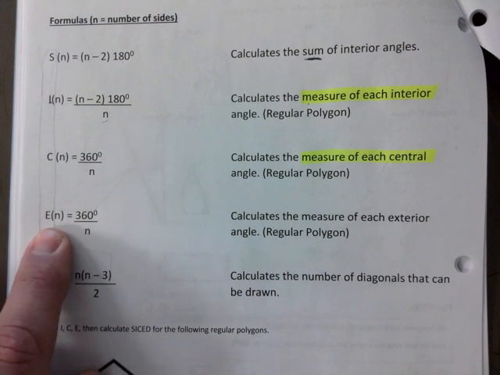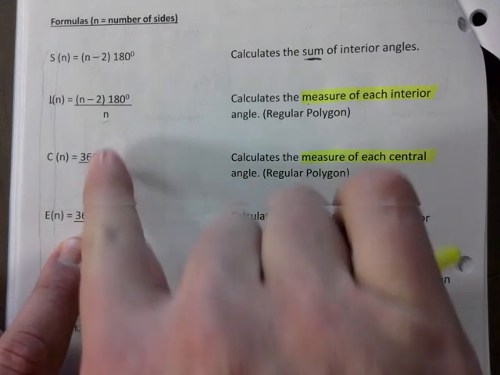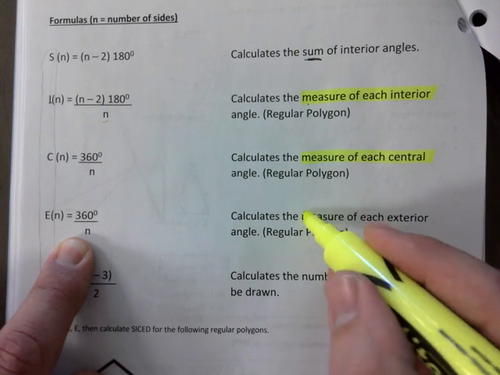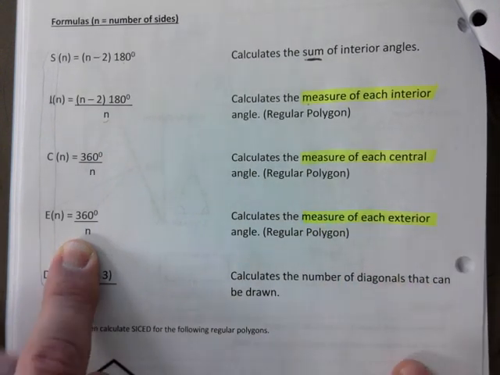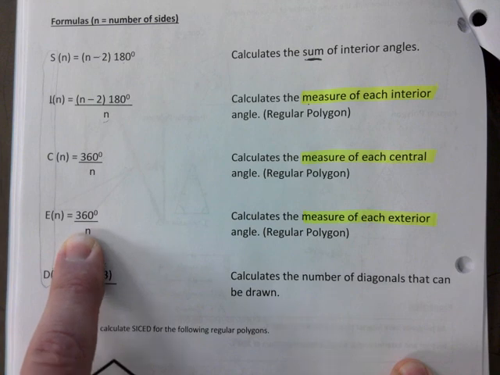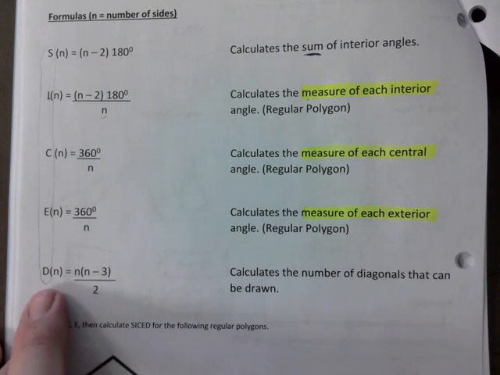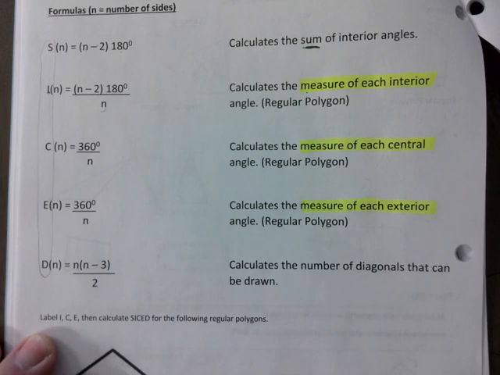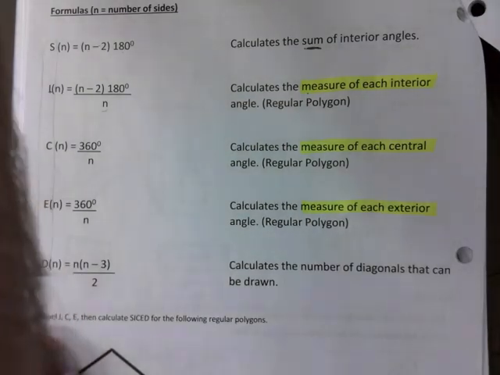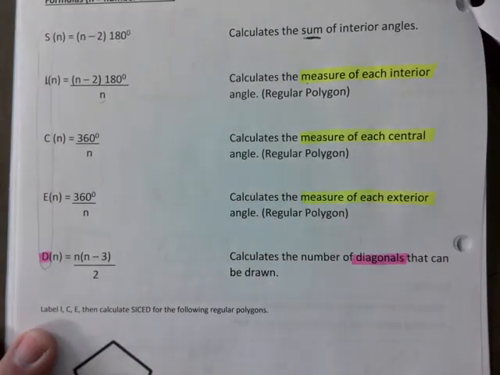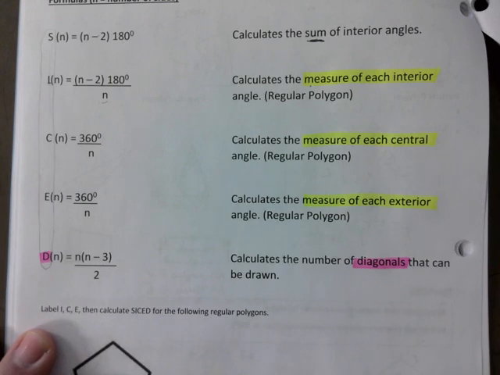If you want to know the exterior angle, guess what? They're exactly the same formula. The exterior angle, you just got to go 360 divided by n, and this has to do with the property that I just talked about, right? If it's 360, then you divide it by n like that. And the last one, the number of diagonals. I will explain that to you in a bit, right? D stands for the number of diagonals that can be drawn inside the shape.